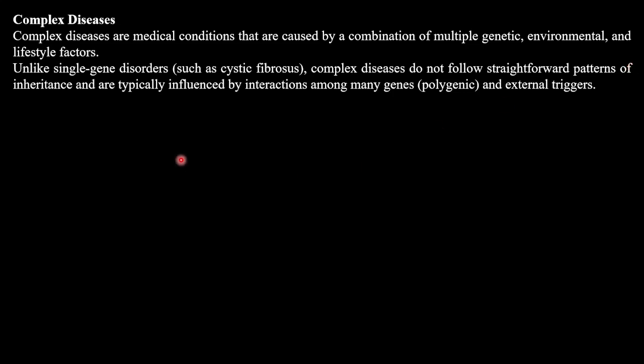For example, cystic fibrosis is caused by a single gene, and that is the CFTR gene. This particular disease is caused by the CFTR gene, cystic fibrosis transmembrane receptor. If there is any mutation, basically the F508 mutation, then this leads to cystic fibrosis disease in the lungs. So this disease is simple to study because it is caused by a single gene.